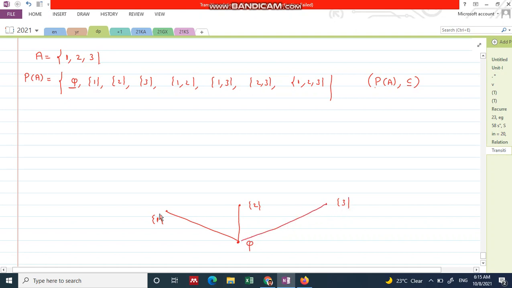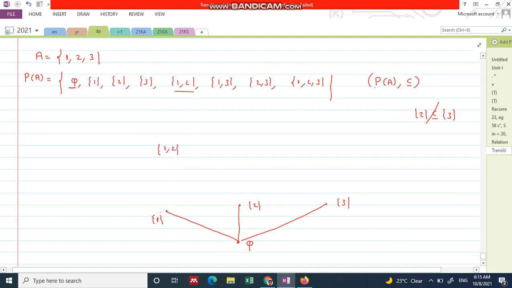Now you check whether these elements are in relation. Singleton 1 is not a subset of singleton 2, so there should not be any connecting line between 1 and 2. Singleton 2 is not a subset of singleton 3, so there should not be any connecting line between 2 and 3. Okay. So the next element is {1, 2}.